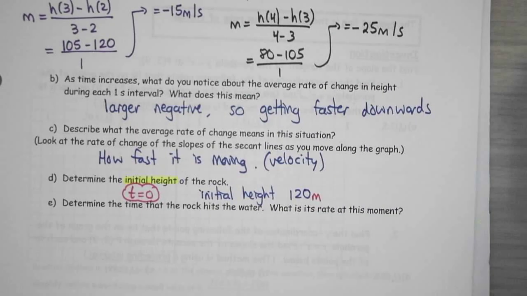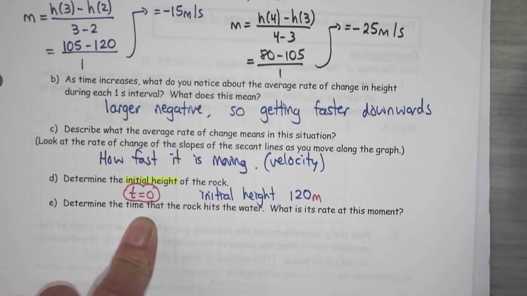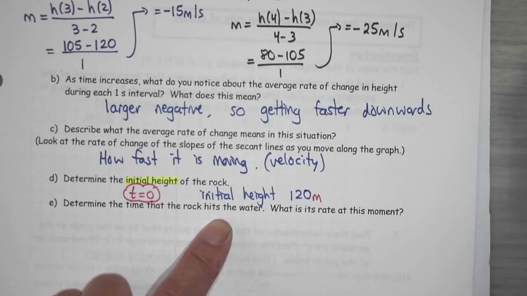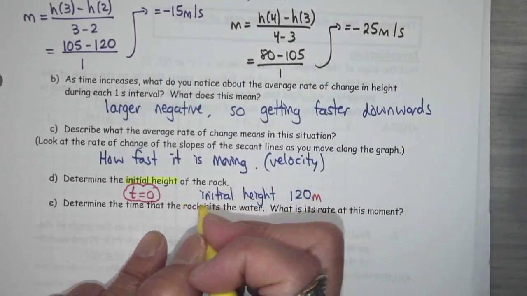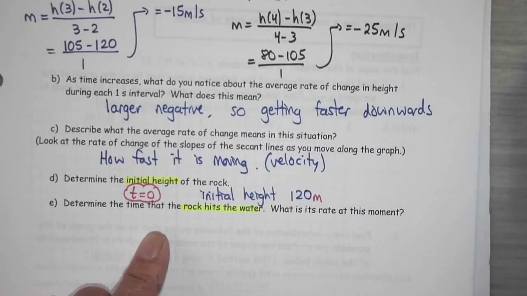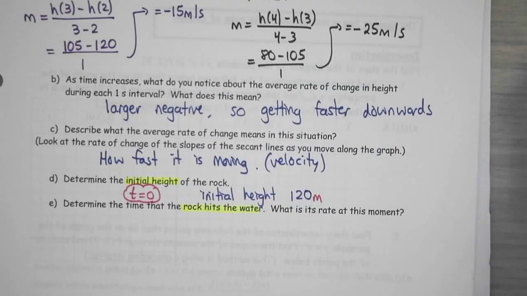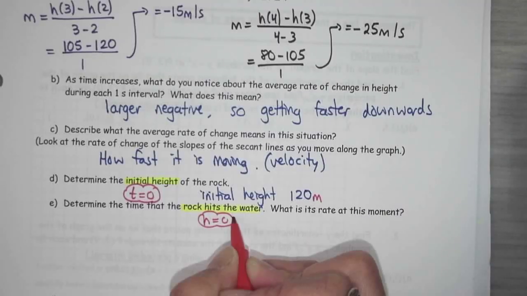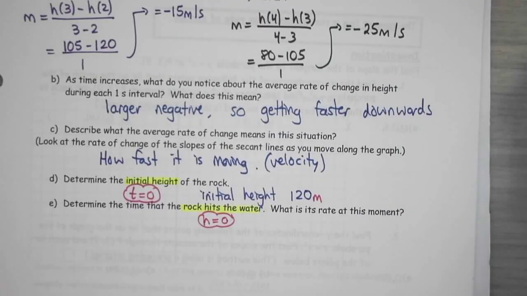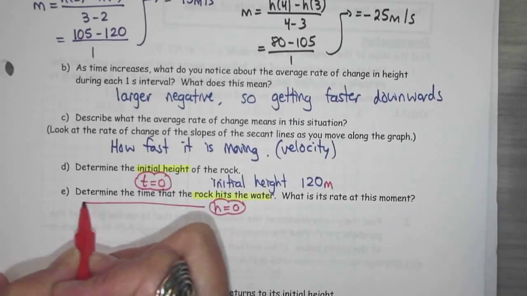Okay, so initial height. The other word I want to go over here is determine the time that the rock hits the water or hits the ground. These are kind of similar questions. So rock hits the water, right? So when it hits the water, what is that telling you? It is telling you the height is 0. Yes, the height is 0. So h equals 0 again, right? Trying to refresh your memory. Right, h is 0, you don't need to write that part.